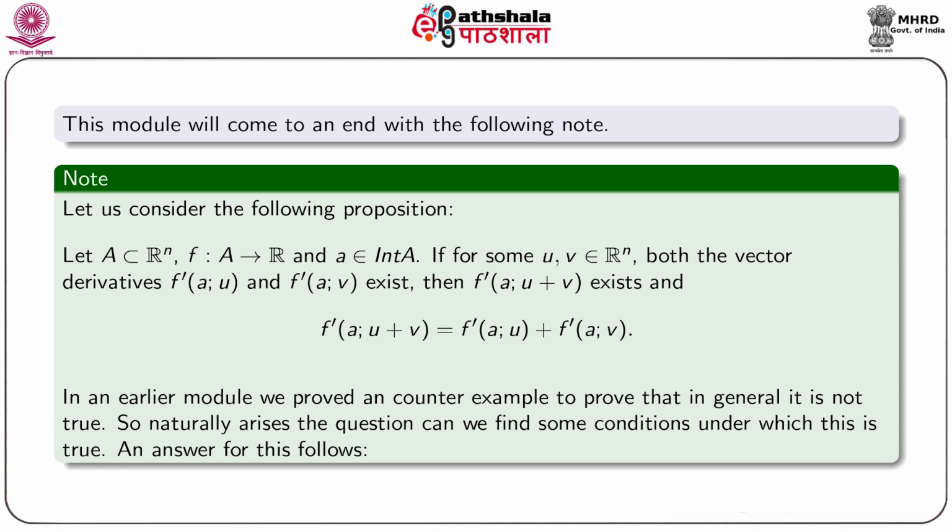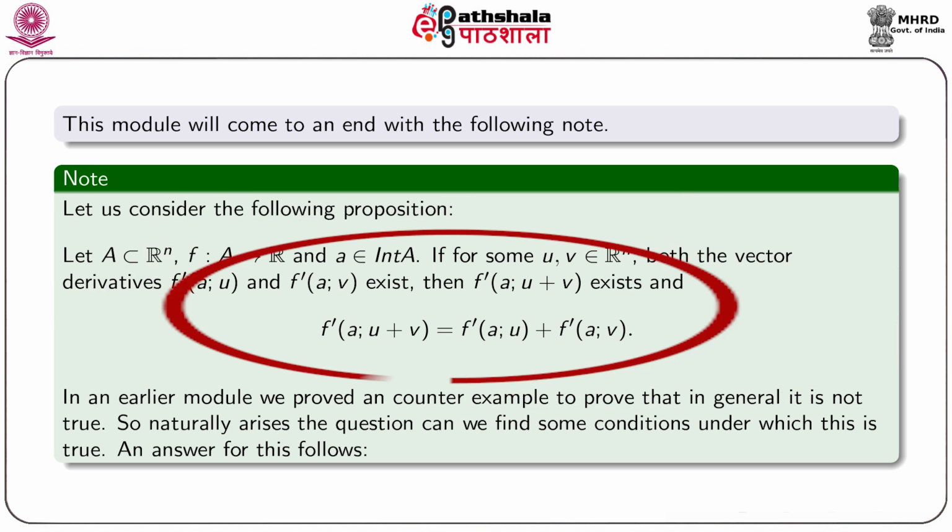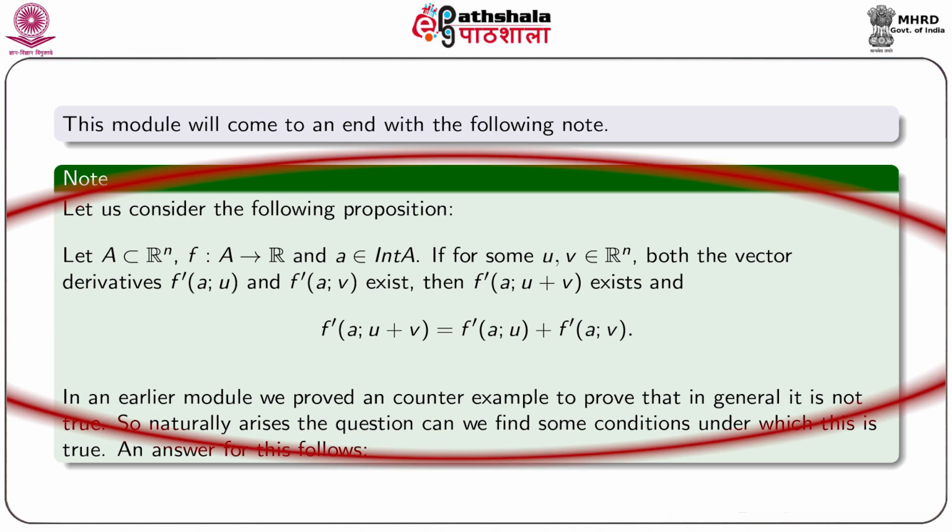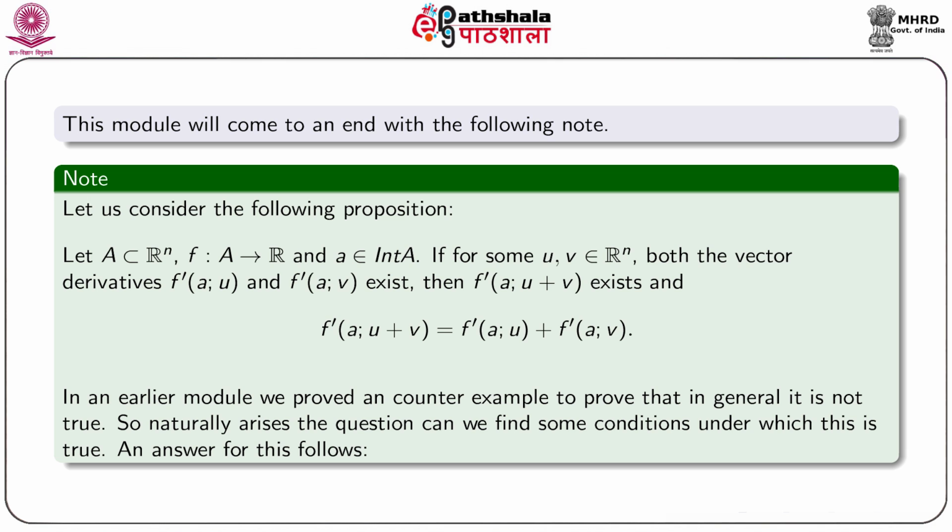This module comes to an end with the following note. Actually, we are giving an answer to an unanswered question which we discussed earlier. Let us consider a proposition. Let A be a subset of R^n, f is a scalar field defined on the set A and a is an interior point of the set A. If for some u and v in R^n, both the vector derivatives f'(a; u) and f'(a; v) exist, then f'(a; u + v) exists and f'(a; u + v) equals f'(a; u) plus f'(a; v).